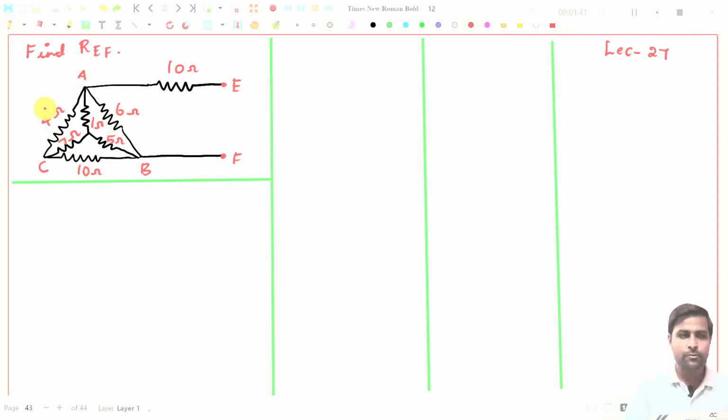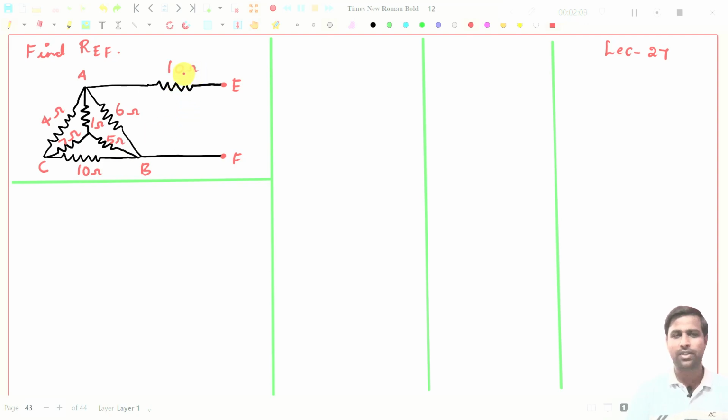You see this problem. Outside this is a delta connection, and inside this is a star connection. You can easily see that. That is what we have drawn in the earlier classes. See, now we want to find REF, right? So you have to find the equivalent resistance in this circuit. That is our ultimate aim.